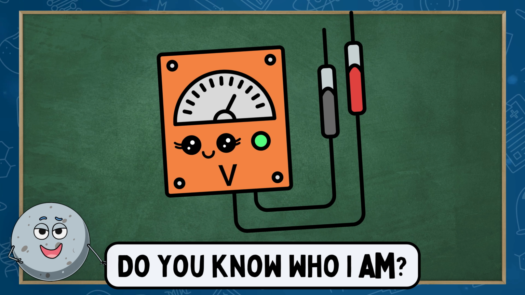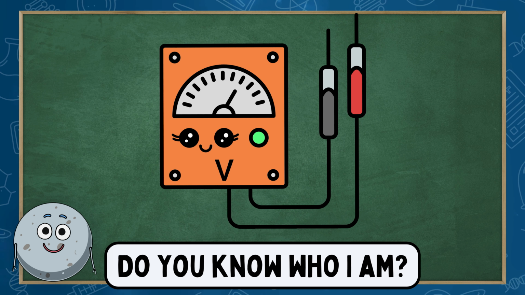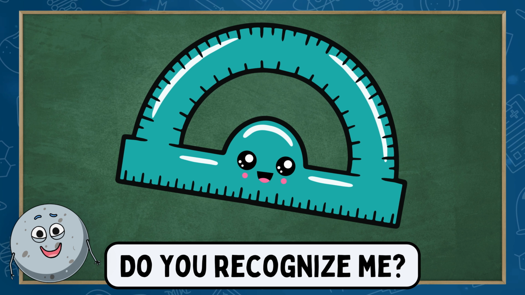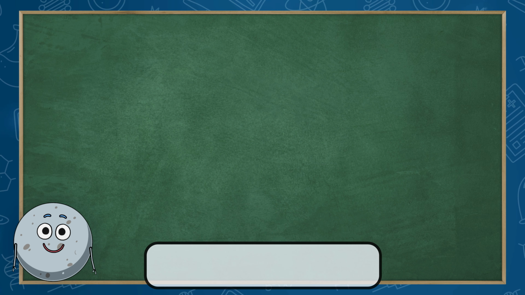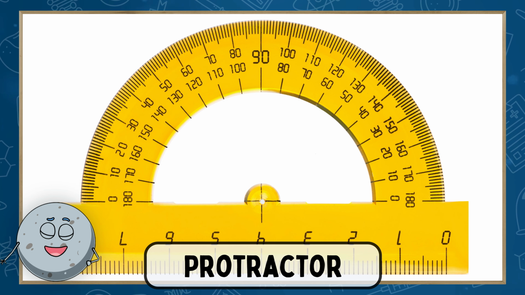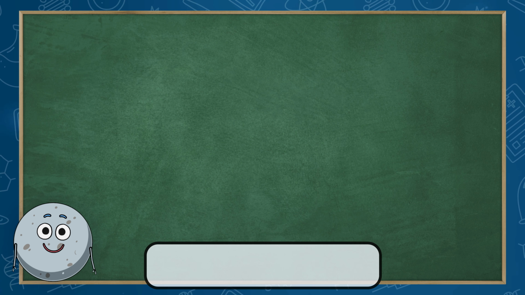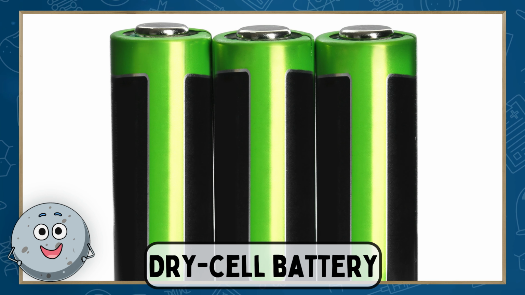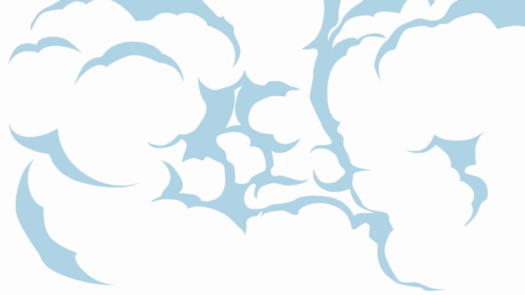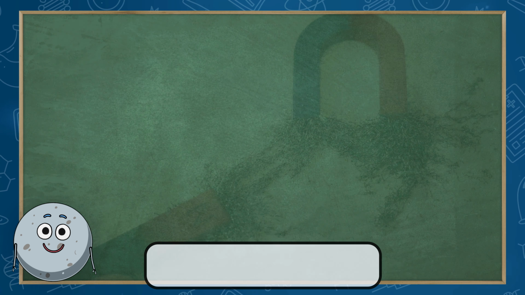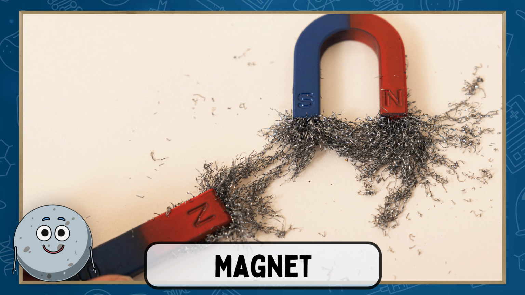Do you know who I am? I am voltmeter. Do you recognize me? I am protractor. Do I look familiar to you? I am dry cell battery. Have you seen me before? I am magnet.